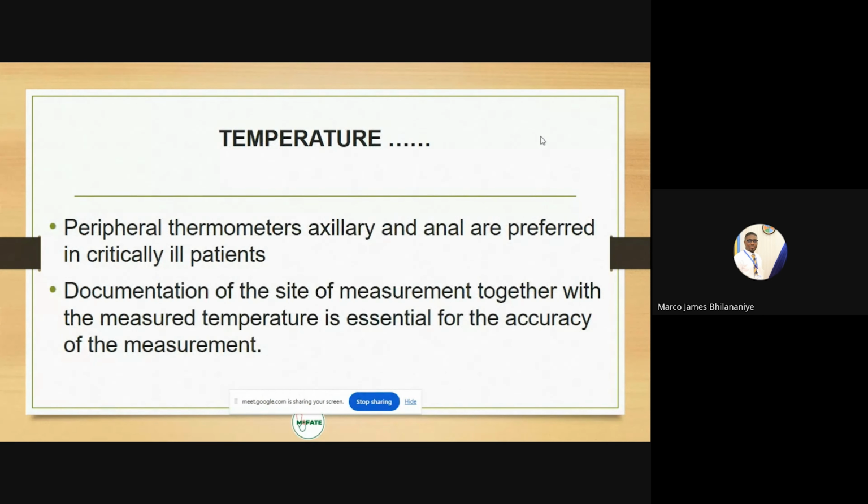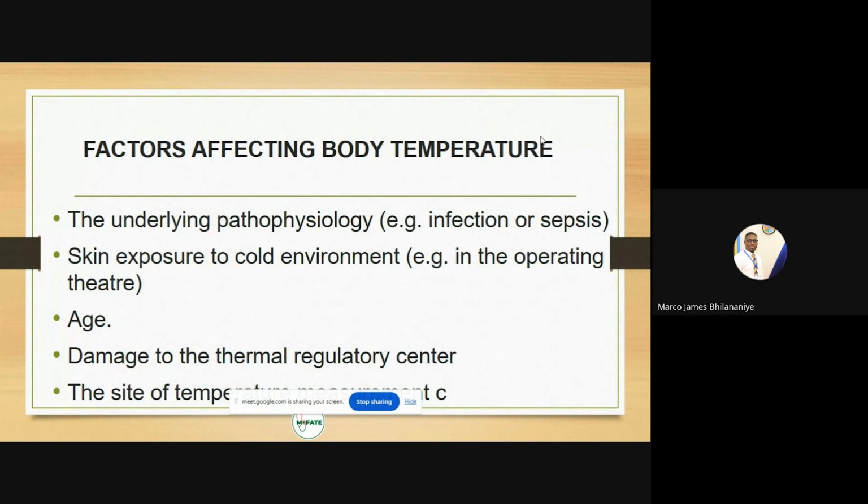Next slide. These are some of the factors affecting the body temperature, as infection or sepsis might increase the body temperature, skin exposure to cold. One more minute, Marco.